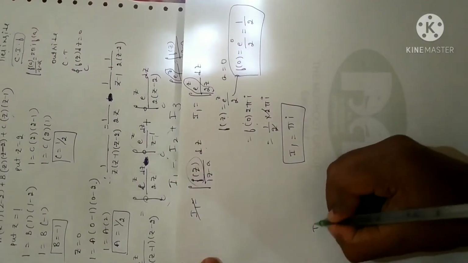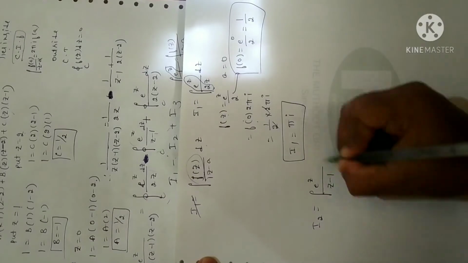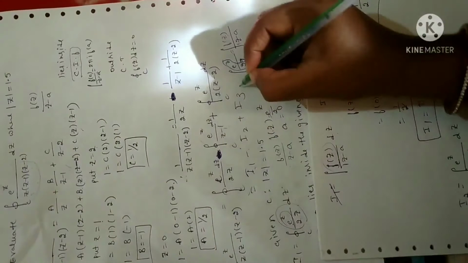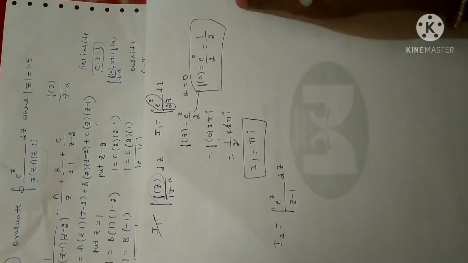Now let me solve in the same sense. I am going to solve I2. Let me consider integral I2. So what is the value of I2? I have e power of z divided by z minus 1 into dz. Now here let me take the whole problem as equation 1. Fine. Now I am going to solve I2.